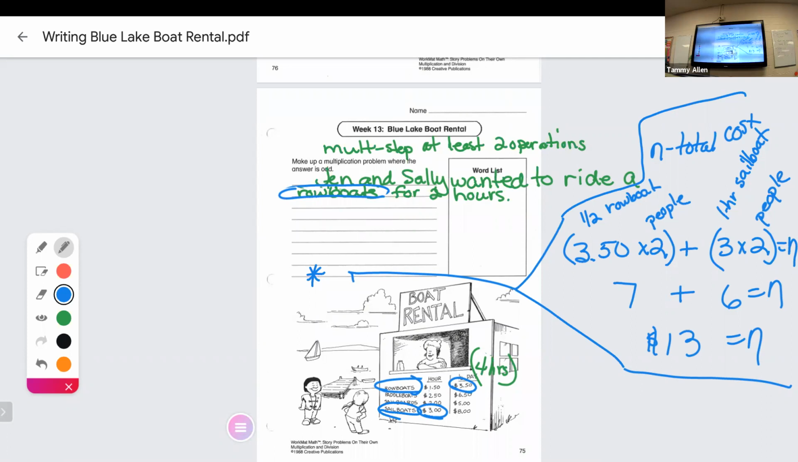All right, so Jen and Sally want to ride rowboats for half a day then, right? Not 2 hours? Is that right? We need to change that. All right, so we've used one word from the board. We can't use any other word from the board. Okay?